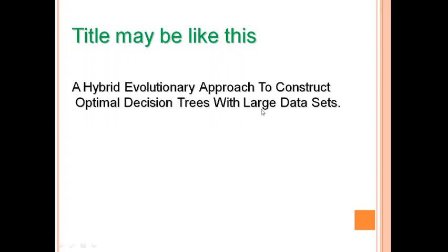The problem with large data sets is that as the size of the data set increases, the decision tree becomes bigger. So the size of the decision tree also increases with the size of the data set. And what we have to do is build the optimal decision tree. We don't want big decision trees. So this is an example of, I cannot say a good title, but how the title should be.